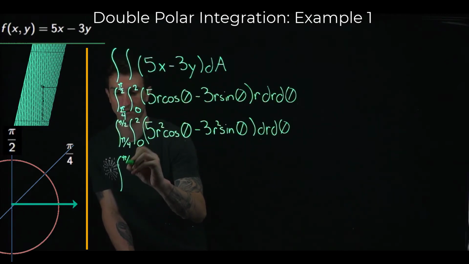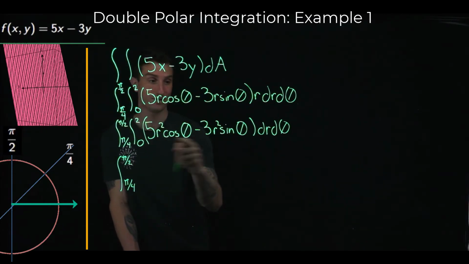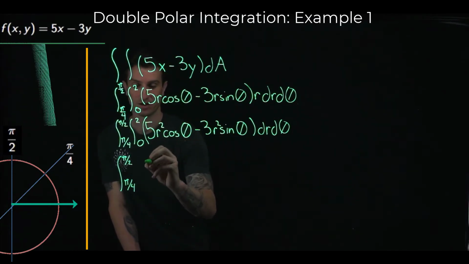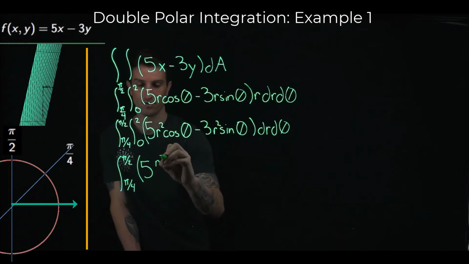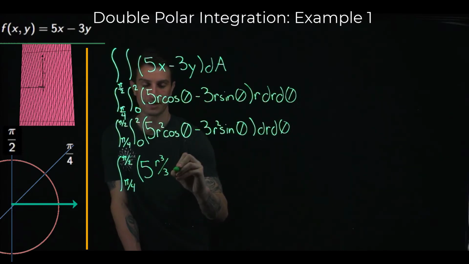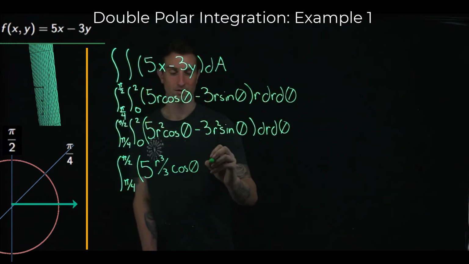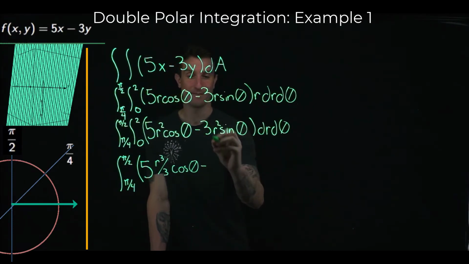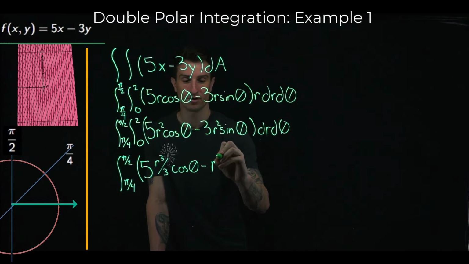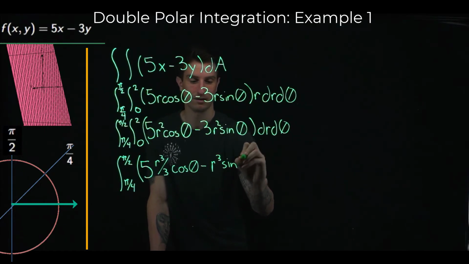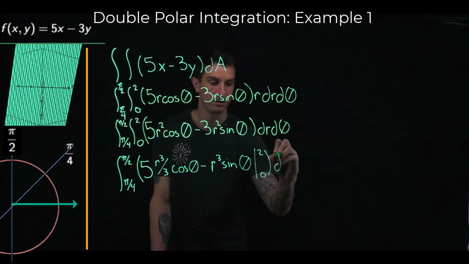So let's integrate with respect to r here. We haven't dealt with the thetas yet, so we still need to write that out. We have dealt with the integration here. So this is now going to become 5 times r cubed over 3, and cosine of theta is just a constant hanging out, so we'll leave it alone. Same thing over here, minus, and what happens here? If we raise this to the third power, divide by 3, and multiply by 3, we're left with r cubed sine of theta, all between 2 and 0, d theta.